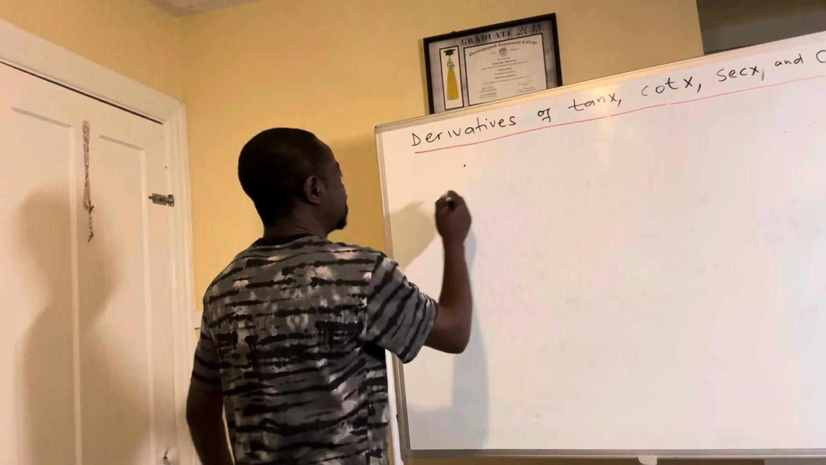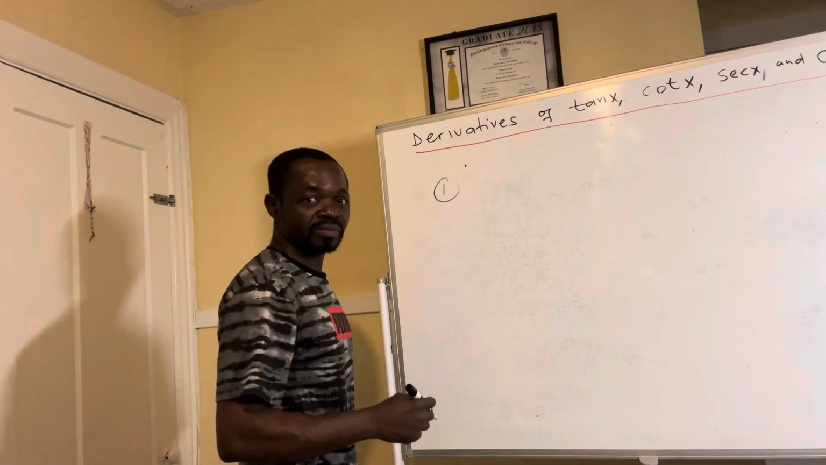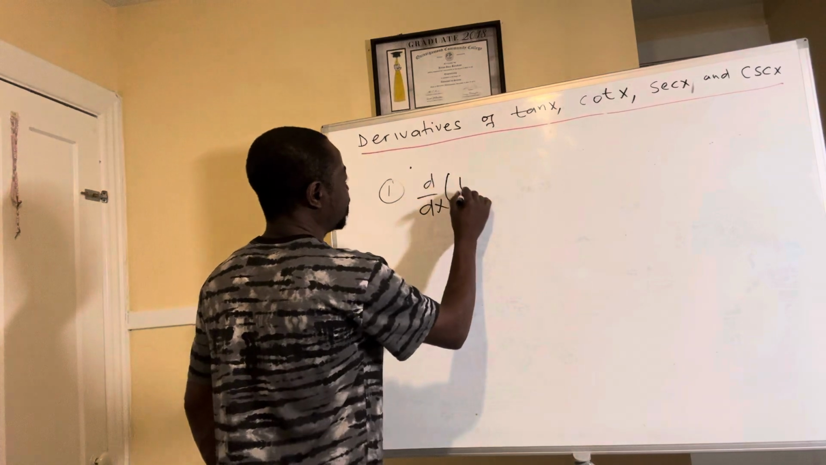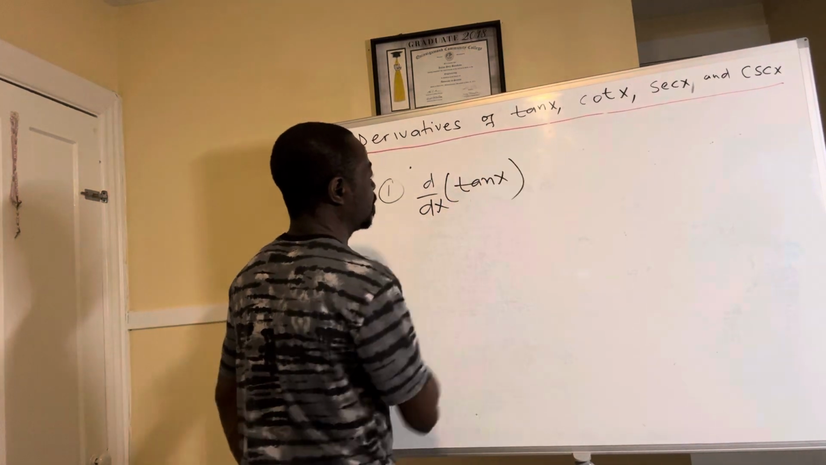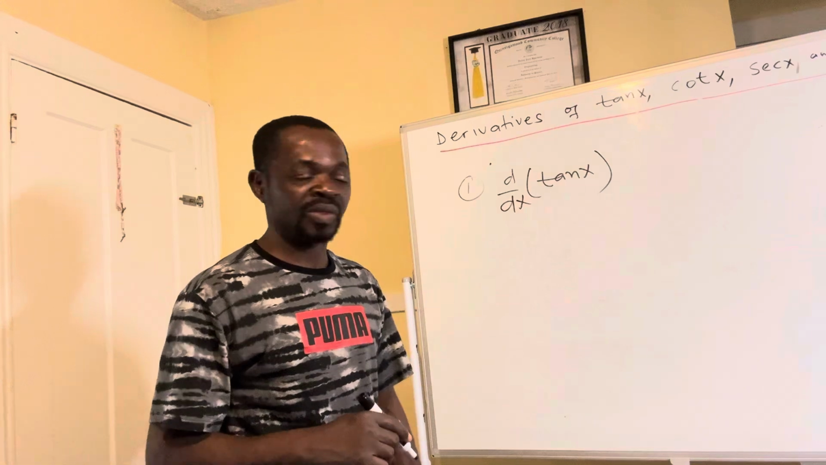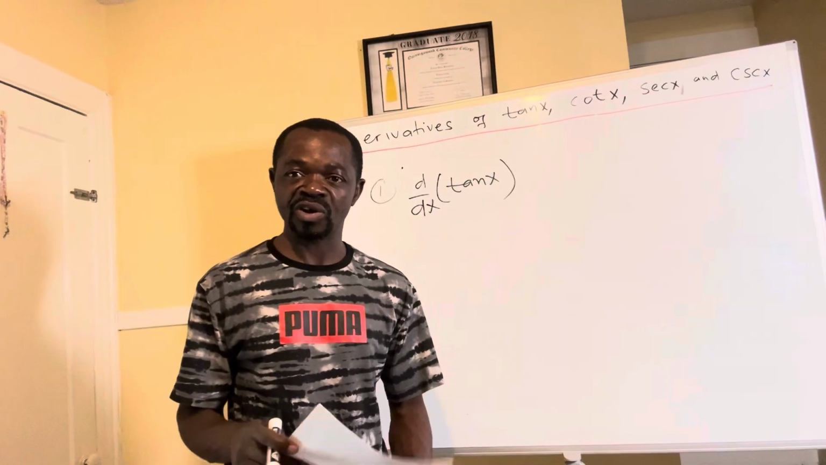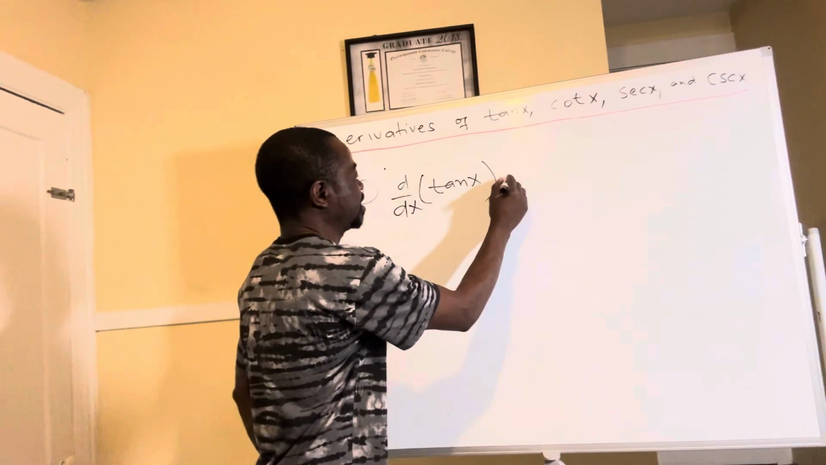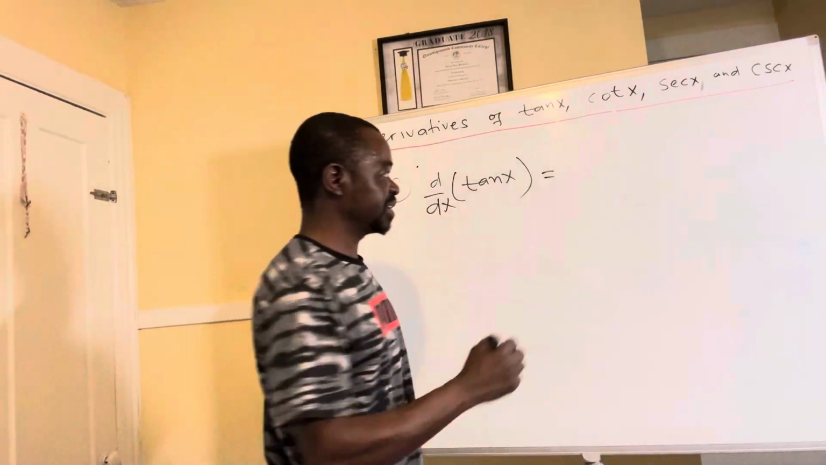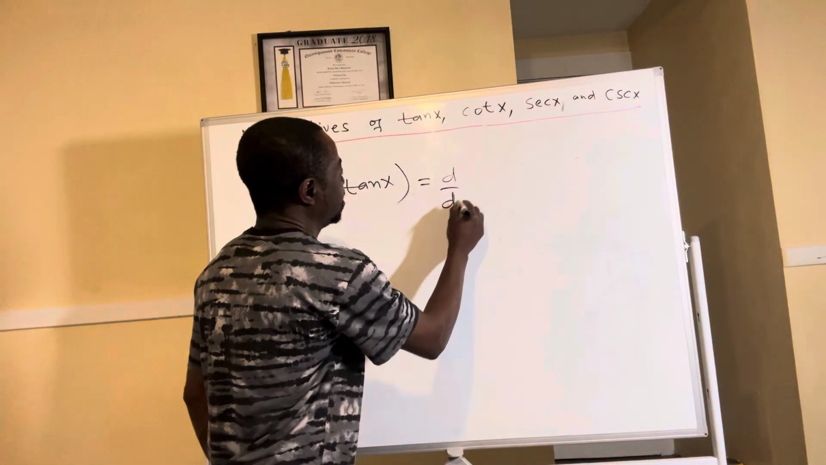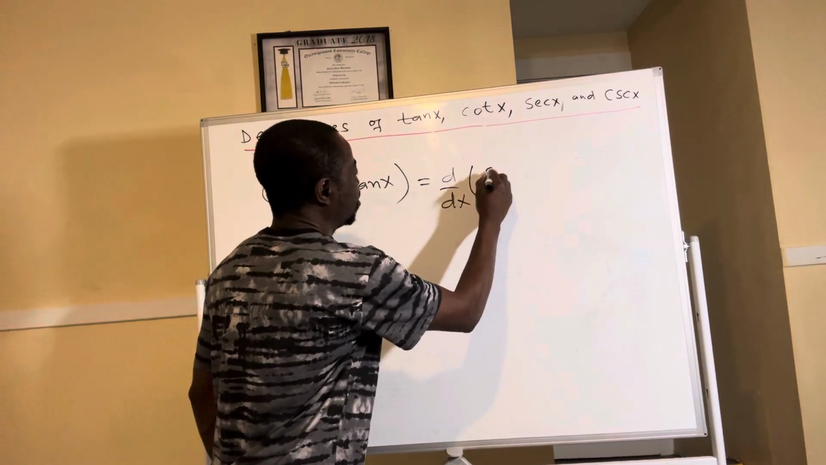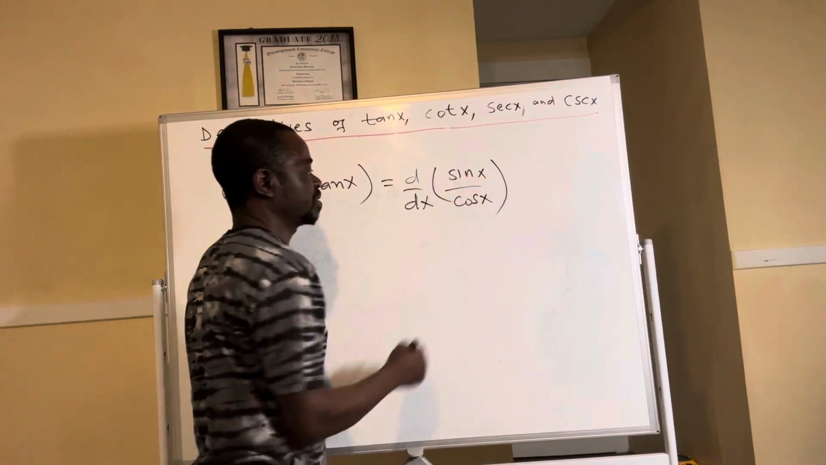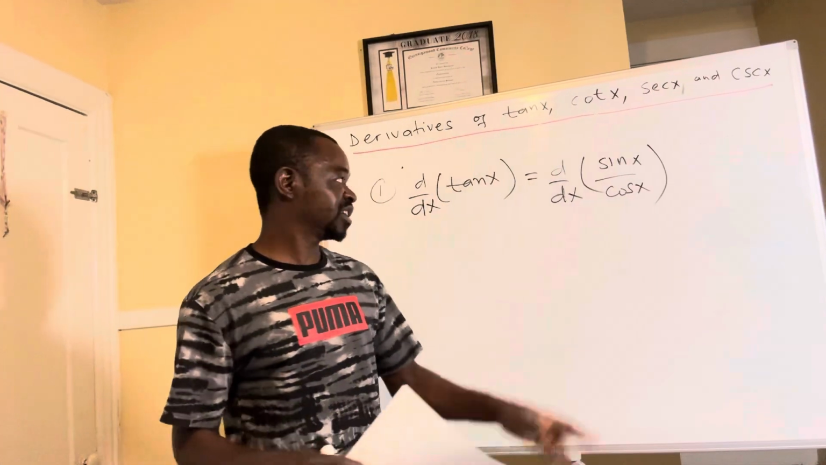So let's take tan x as example 1. Find d/dx of tan of x. So how do we take the derivative of that, or how do we differentiate that? Tan x can be expressed as sine of x all over cos of x. When you divide sine x by cos x, that gives us tan of x.